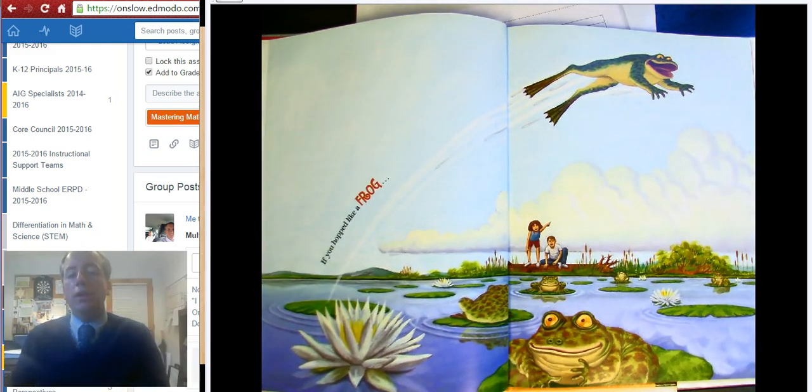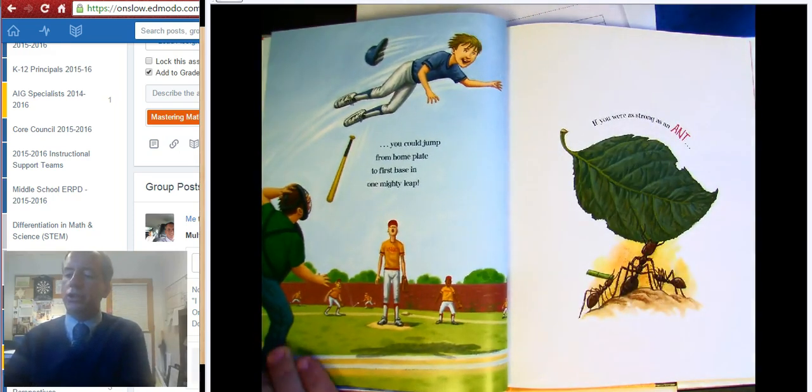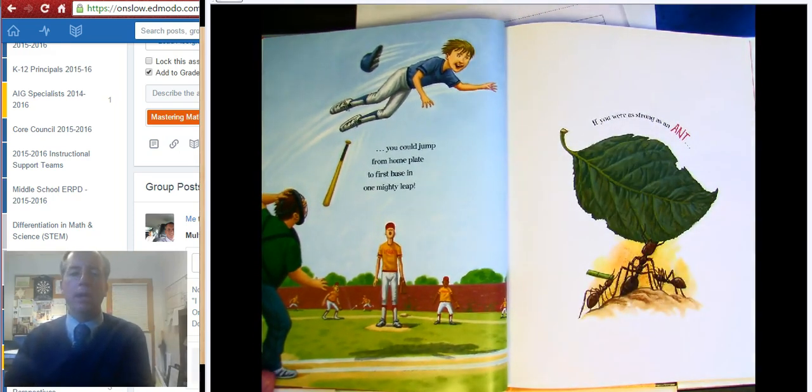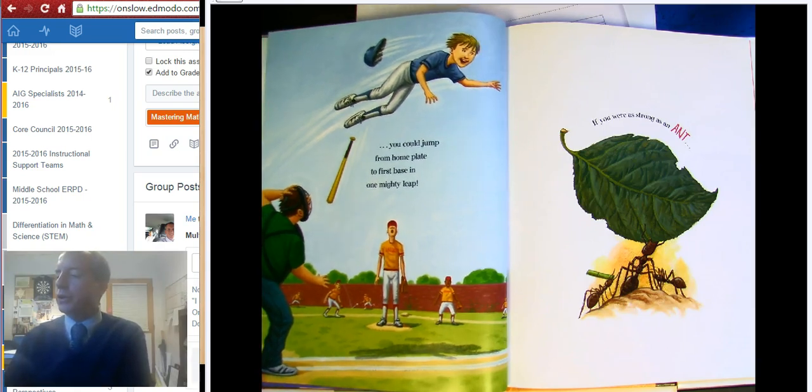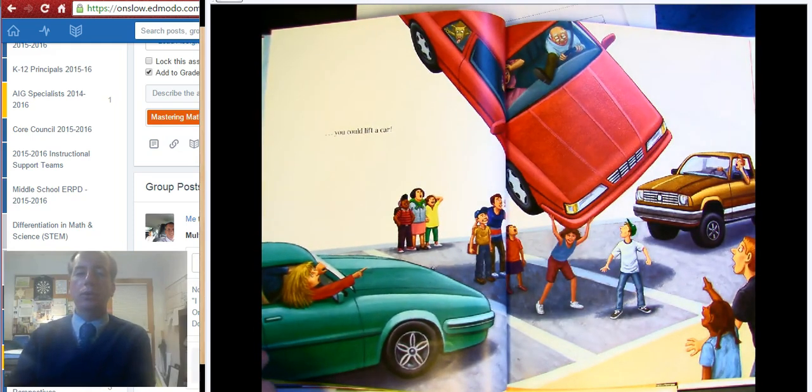So, if you hopped like a frog, you could jump from home plate to first base in one mighty leap. If you were as strong as an ant, you could lift a car.